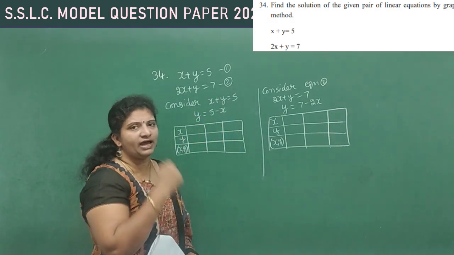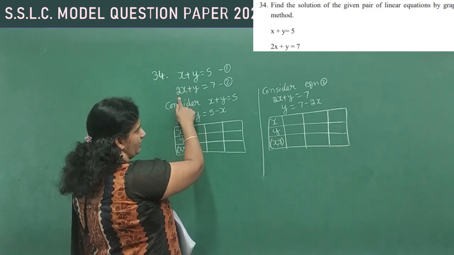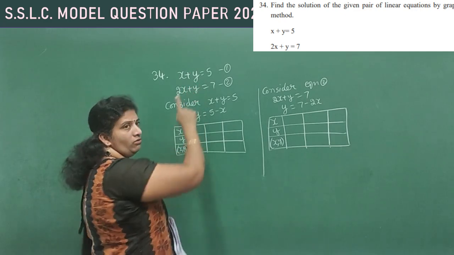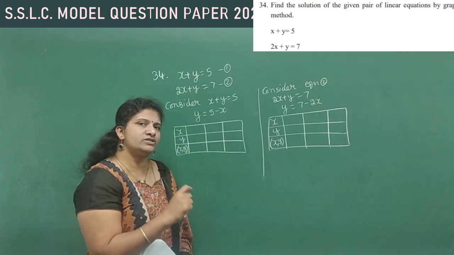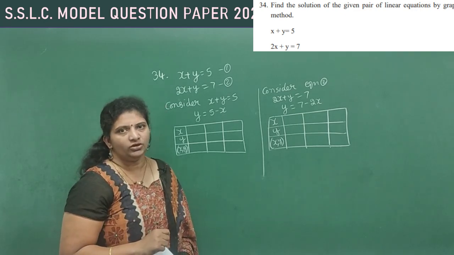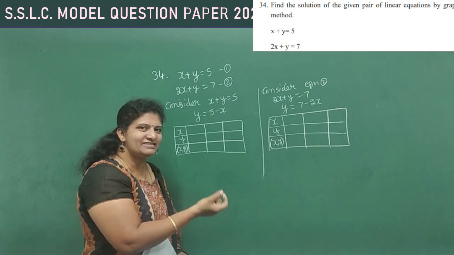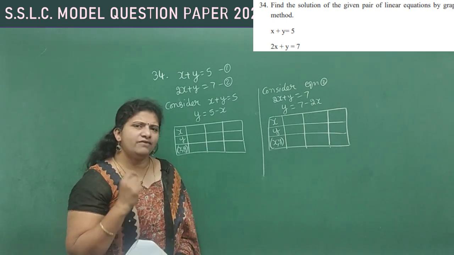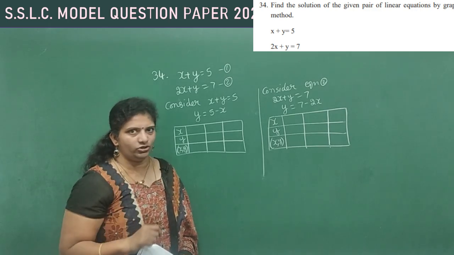How will the graph be? You can guess. How? Observe a1 by a2, 1 by 2. b1 by b2, 1 by 1, that is 1. That means a1 by a2 is not equal to b1 by b2. So what can you say? That the two lines are intersecting graphically. If they are intersecting graphically, they will have one solution.